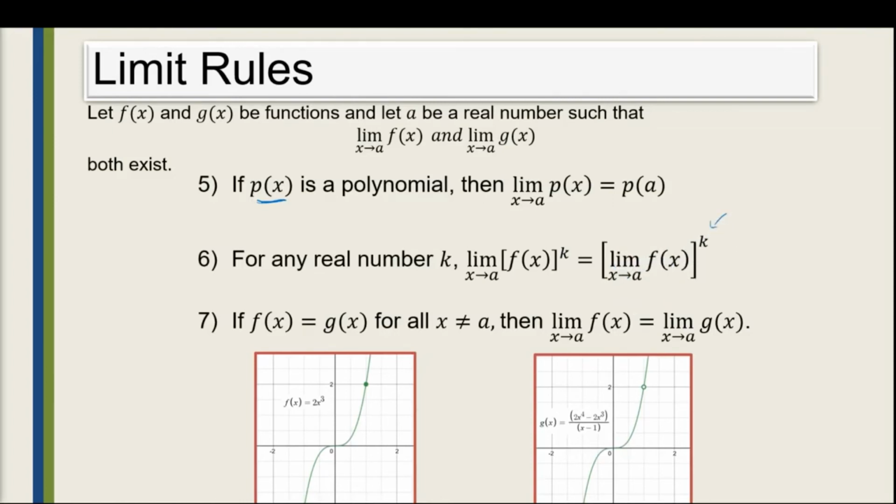And property number 7 says if f of x equals g of x for all x not equal to a. That just means that these two functions are equal everywhere except at a. Then the limit as x approaches a of f of x and the limit as x approaches a of g of x will be equal.